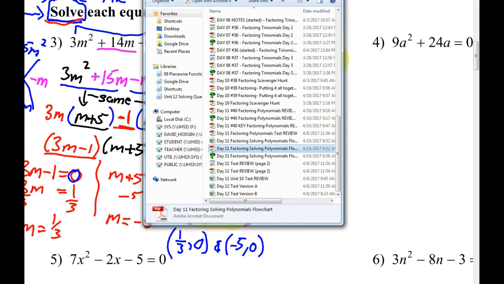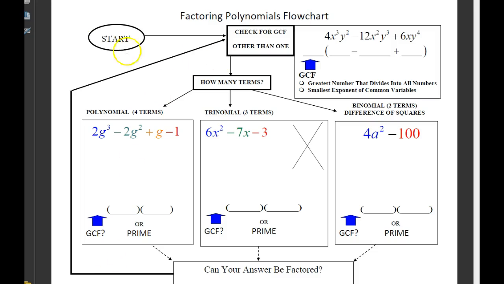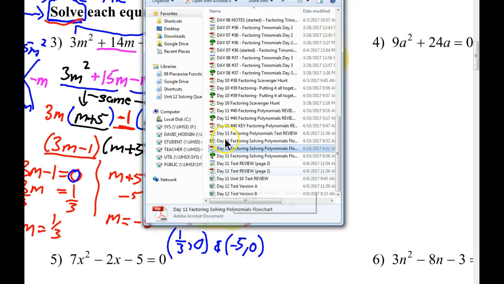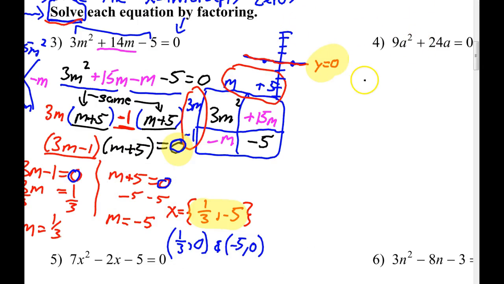So there's two terms. If you follow this right here, the first thing it says to do is check for GCF. So do that first. So what is the GCF here? Yeah, 3A.